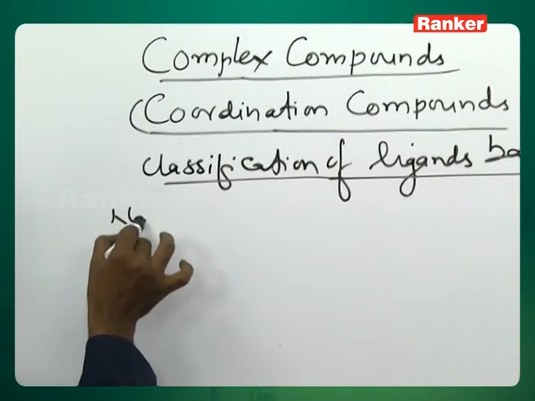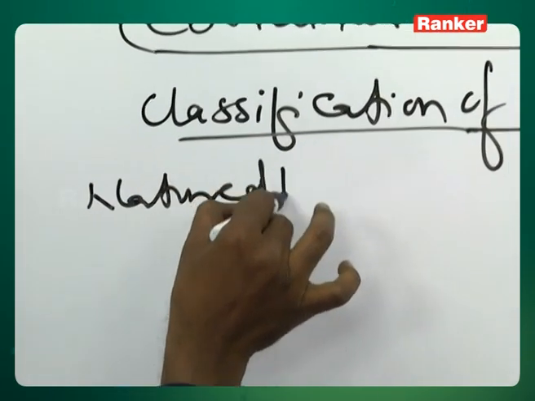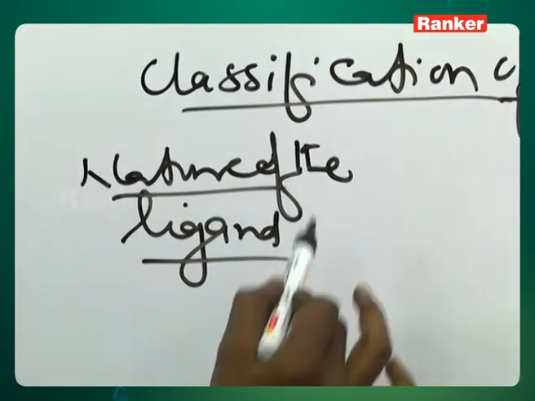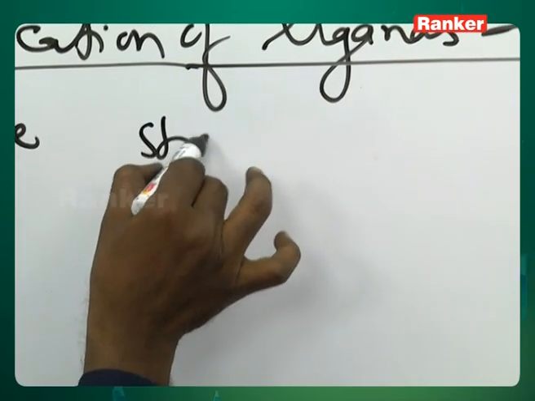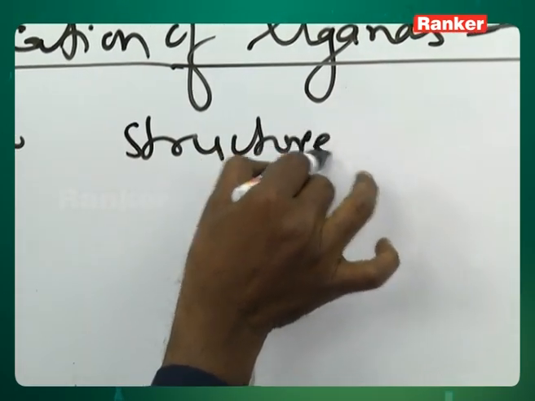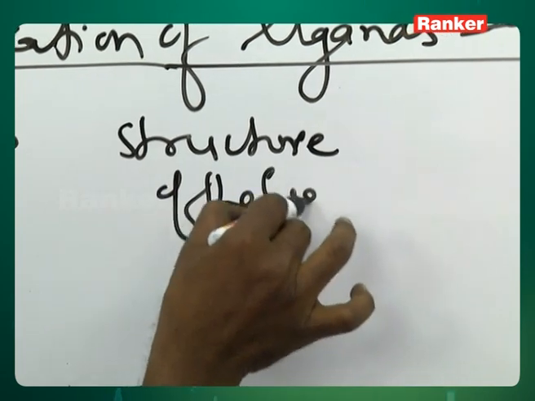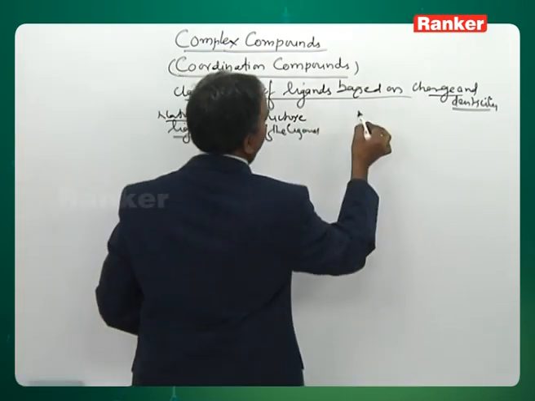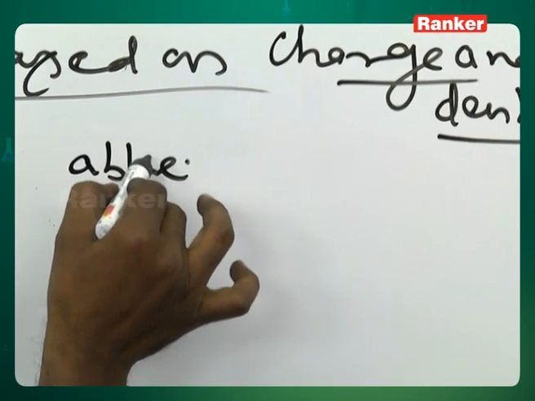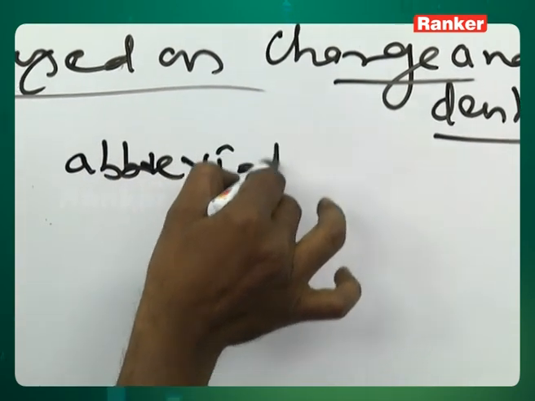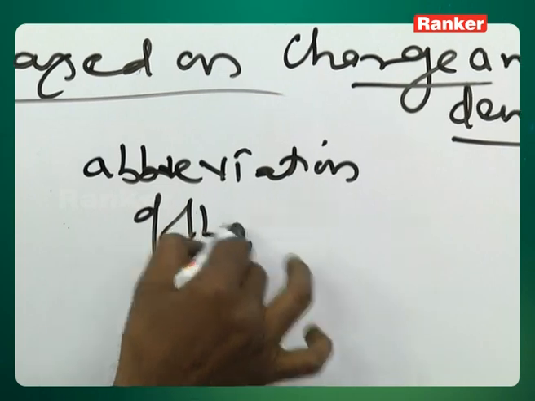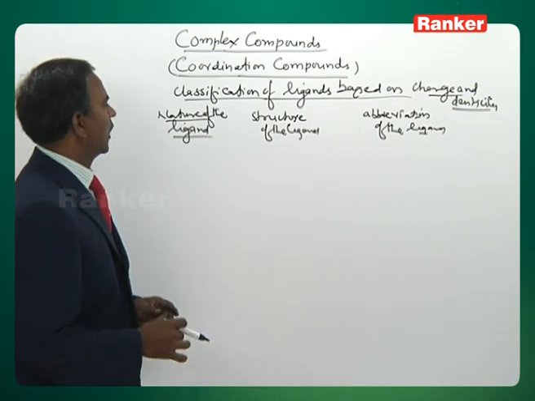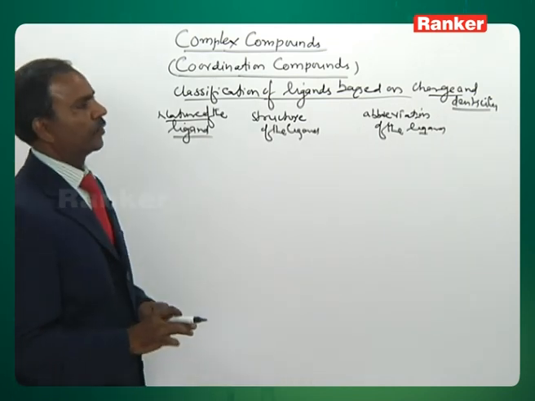First, the nature of the ligand. Second, the structure of the ligand. Then the abbreviation of the ligand, how it is abbreviated, the abbreviation used in the complex.